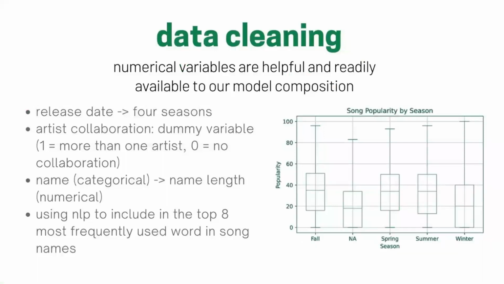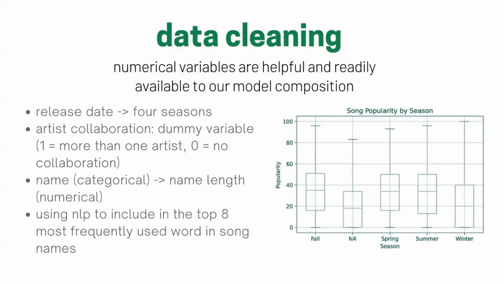As for our data cleaning process, the numerical variables were already very helpful and readily available for our model composition. So basically what we did was change all the categorical variables into binary ones for easier composition of our model. We changed release date into 4 seasons, and the artist collaboration into a dummy variable, with 1 being there is collaboration and 0 being no collaboration. The name categorical variable was too much to do one hot encoding, so we limited it to the name length, which was a numerical variable.